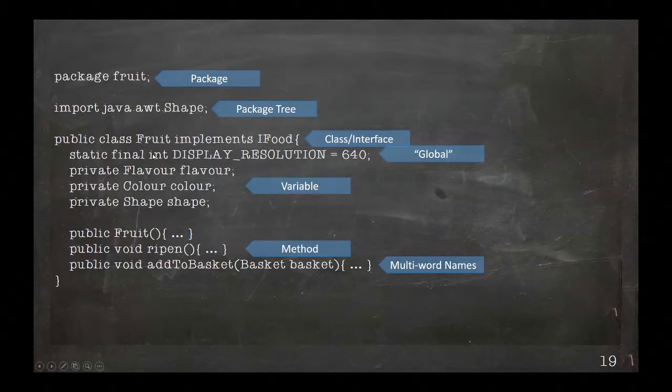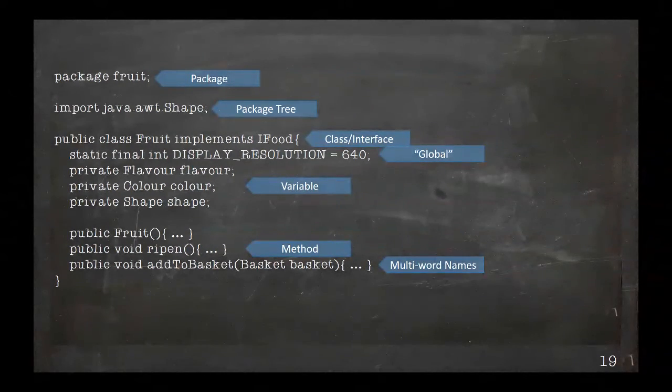Static final DISPLAY_RESOLUTION equals 640. This is a global that you would see in Java because it's static, final, and public, even though this is protected, not public. And it would be the same as a global variable in C.